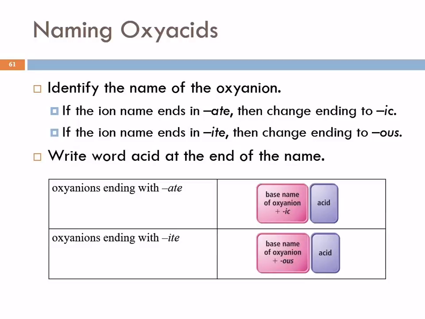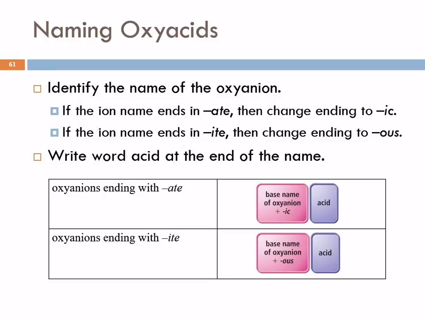So with the oxyacids, they have oxygen in them. They're going to be hydrogen and one of those oxyanions, like nitrate or sulfate or phosphite or something. And so what we do to name it as an acid, we look at the ending of the oxyanion. If it's ate, we change it to ic. If it's ite, we change it to us. And then you add the word acid. So we have to remember which goes with which. And that can be a problem sometimes.